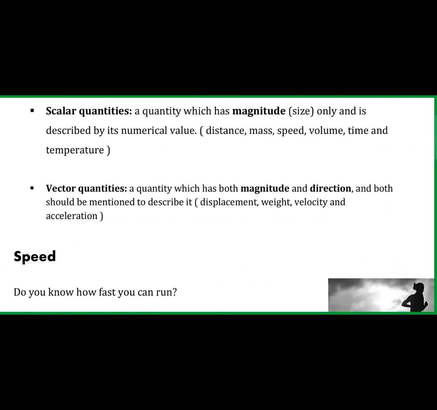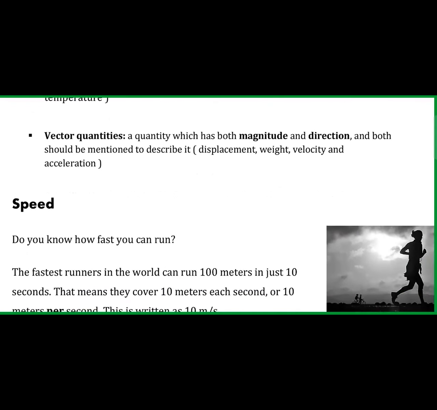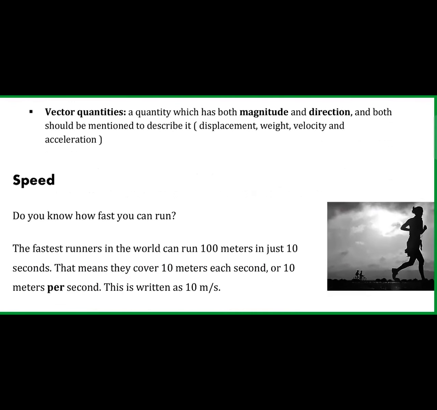If you measure the temperature of a child, we need only the value, 37.5 centigrade. We don't need direction. Or the mass of milk, 2 kilogram of milk. Only the value, magnitude only. We don't need its direction. But for vector quantities, we need the magnitude and direction. A vector quantity has both magnitude and direction, and both should be mentioned to describe it, like displacement, weight, velocity, and acceleration.